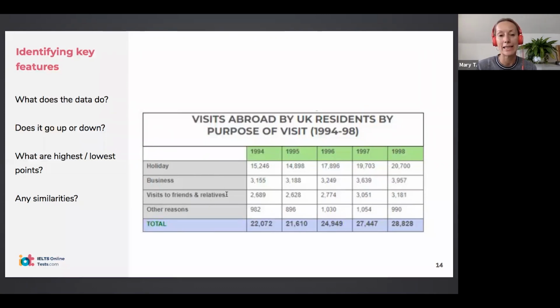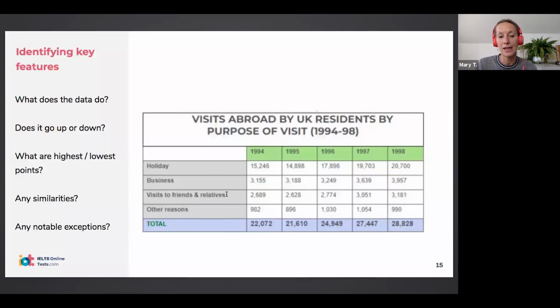Can you see any similarities between any of the data? So business in 94, 95 is similar. Yes. 97, 98, not so significant. Yeah, I mean, in some cases it doesn't increase a lot. So in the case of business, there's not much of an increase. So there's a lot of similarities between each year there. Business and visits to friends and relatives are fairly similar. There's not too much of a difference.